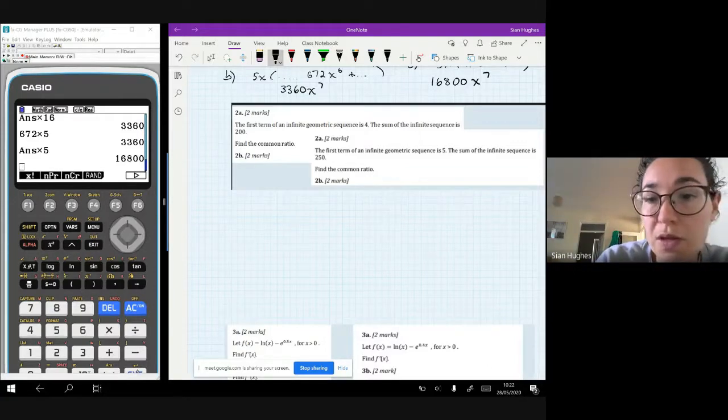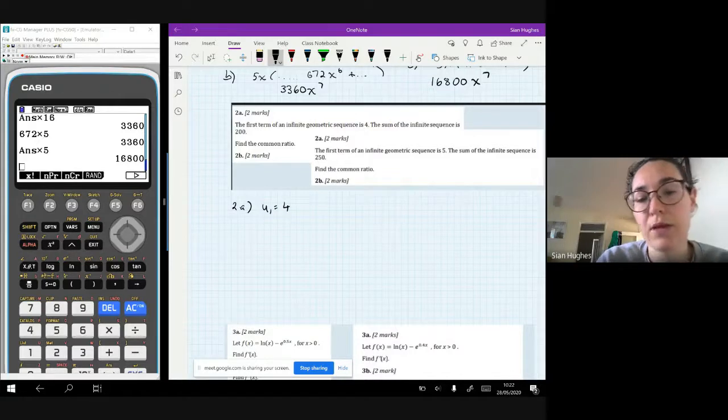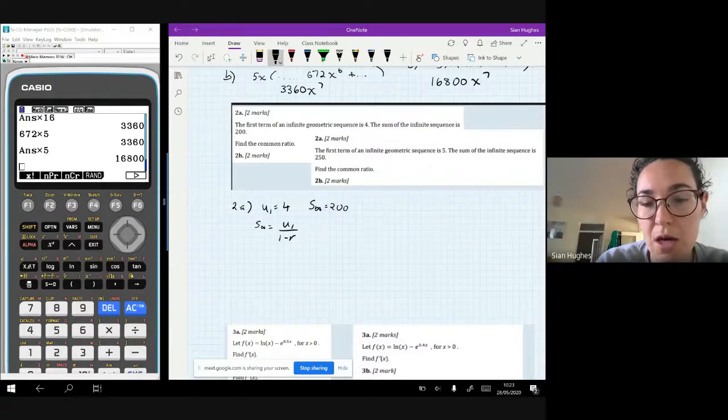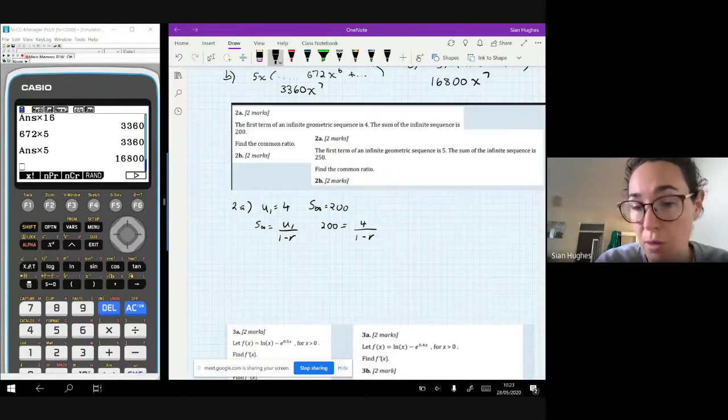So it talks about an infinite geometric sequence, and it tells us that the first term is 4. And it tells us the sum to infinity is 200. Now, the formula for the sum to infinity is u1 over 1 minus r. So that means we can say that 200 is 4 over 1 minus r. And we want to solve that equation. And we could do it in Solver, but most of you probably use normal algebra.